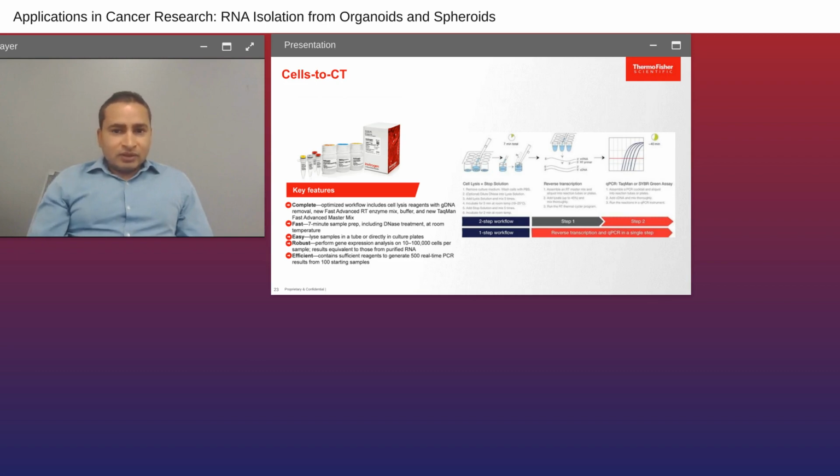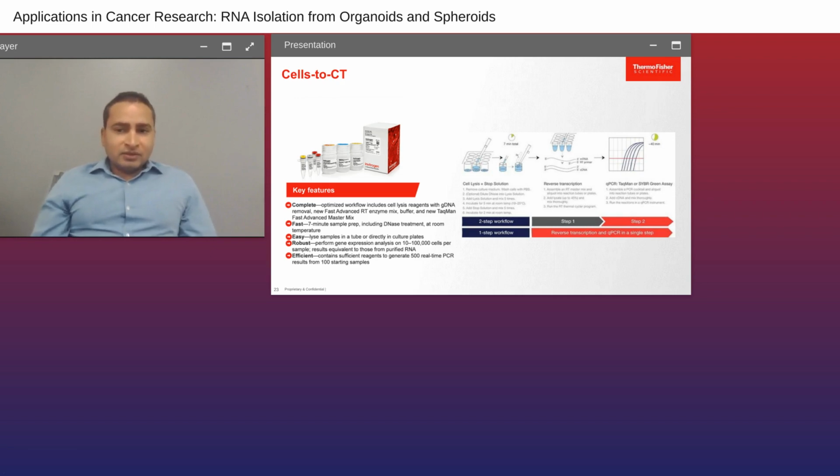In terms of the total time, the sample prep time is only about 7 minutes for these kits. In terms of workflow, once you have your cultured cells, wash them with PBS, prepare lysis solution with DNase, add your lysis solution to the cells, pipette and mix 5 times, and then incubate the cells for 5 minutes. Then you add your stop solution and pipette mix 5 times and incubate at room temperature for 2 additional minutes.